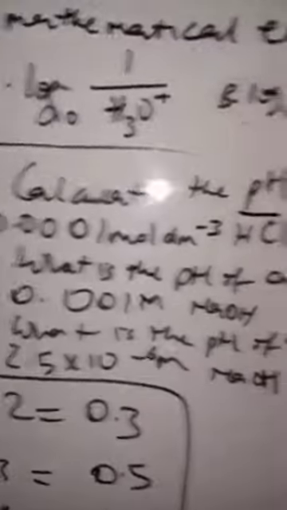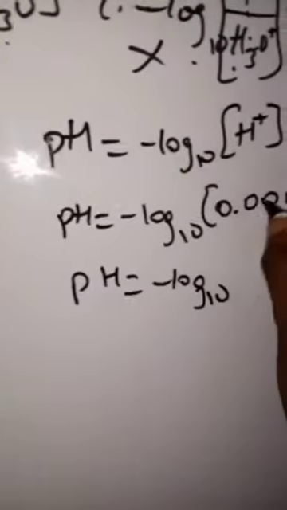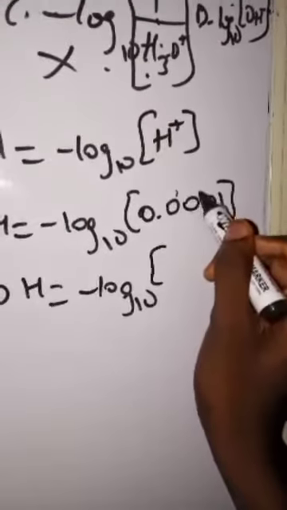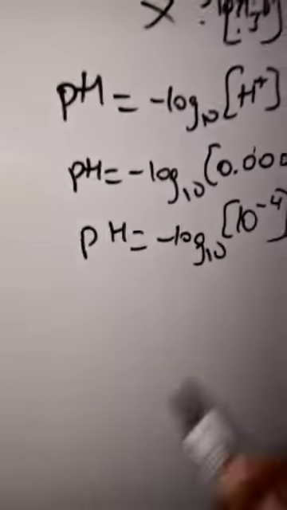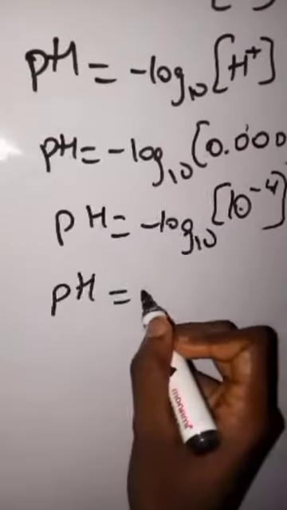0.00001. You get it now? 0.0001. So pH is equal to minus log base 10 of this 0.0001. Change it to standard form: 1, 2, 3, 4. This is 10 raised to power what? Minus 4. So bring it to the front. You are going to have pH is equal to 10 raised to power minus 4. This minus 4 will come to the front, the law of logarithm.